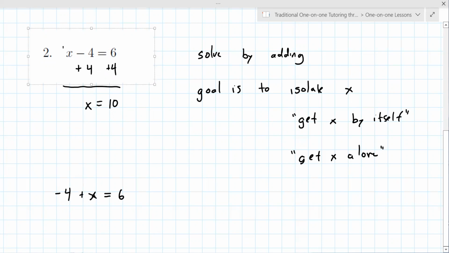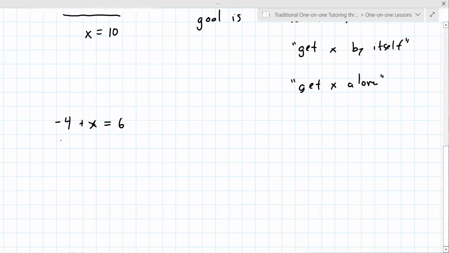The reason is x is still positive. 4 is now negative. It's not being subtracted. Because you solve it the same way. You solve by adding 4 to both sides of the equation. Okay. Now look at this.